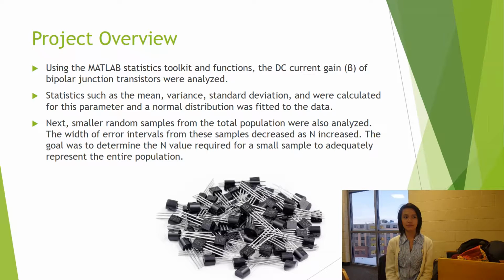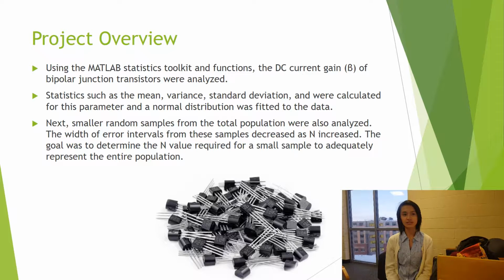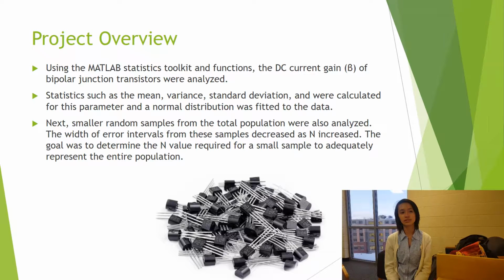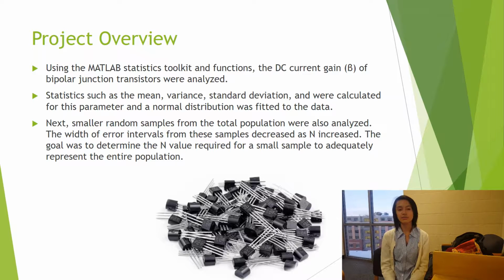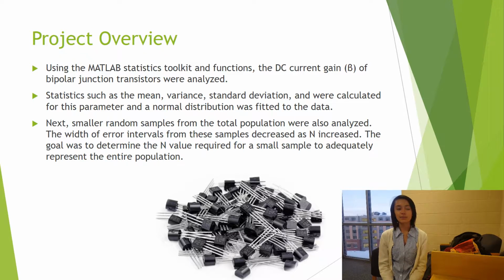We begin with the project overview. Using MATLAB statistics toolkits and functions, the DC current gain, or beta, of bipolar junction transistors was analyzed. We then found various statistics, such as the mean, variance, and standard deviation, which were calculated for this parameter, and then we fit a normal distribution to the data. After that, we took smaller random samples from the total population to analyze. The width of the error intervals from these samples decreased as the number within the sample increased. The goal was to determine the n value required for a small sample to adequately represent the entire population.